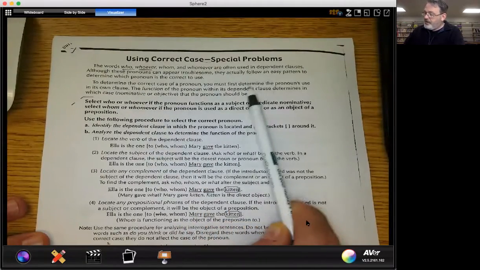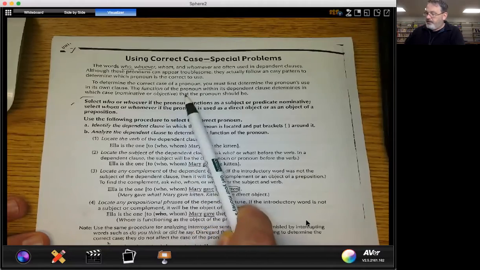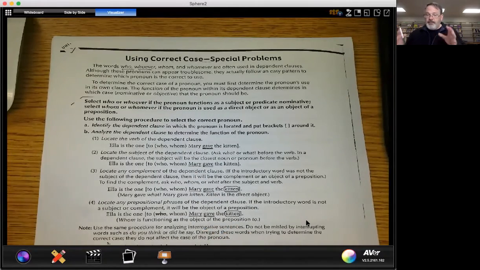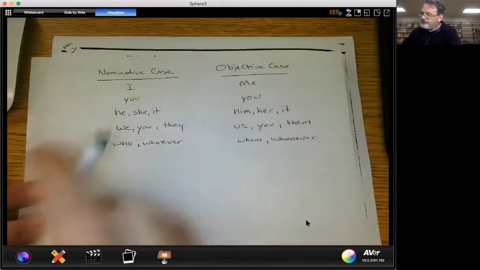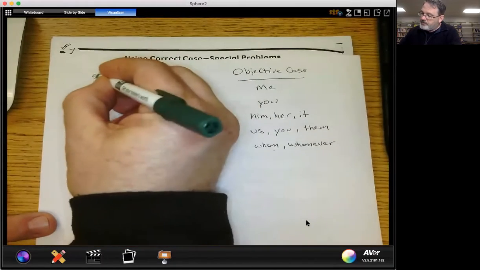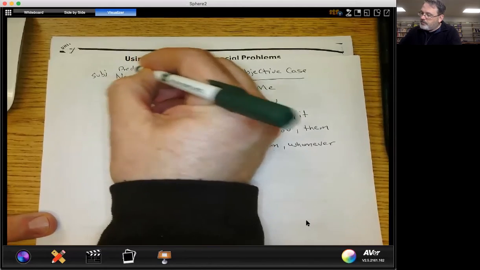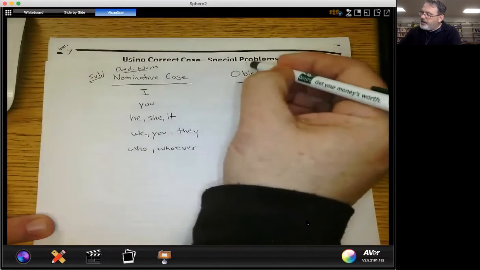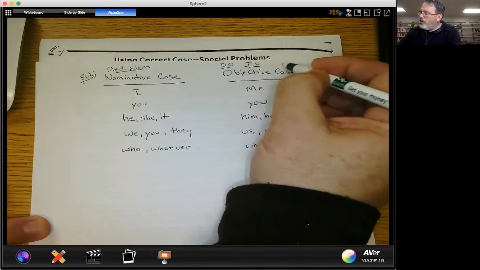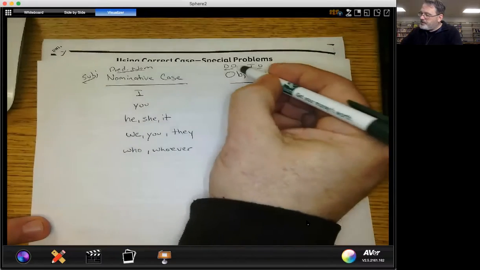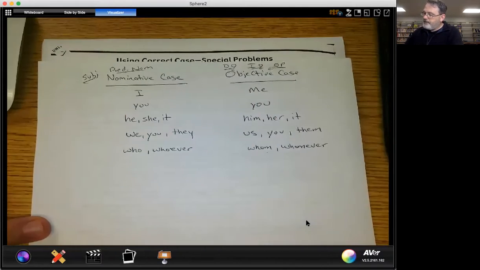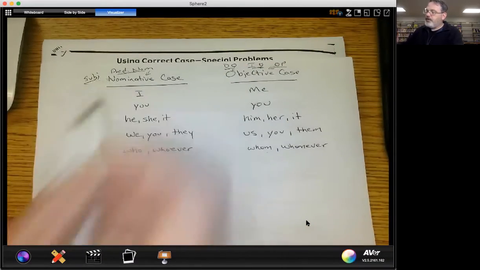The function of the pronoun within its dependent clause determines which case, either nominative or objective, the pronoun should be. Essentially, you have to find out if that pronoun is being used as a subject or predicate nominative, or is it being used as a direct object, indirect object, or object of a preposition? If it's a subject or predicate nominative, then it would be nominative case. Objective case would be direct object, indirect object, or object of preposition. And it makes sense because the word object is in it. Nominative is in predicate nominative, and then a subject, you just have to learn, is nominative case.